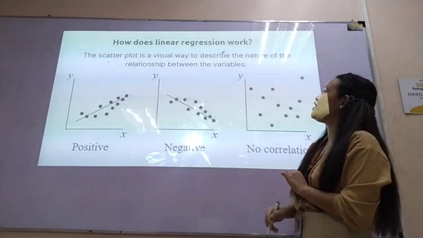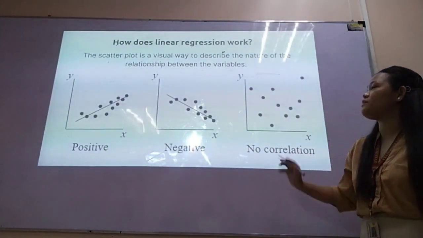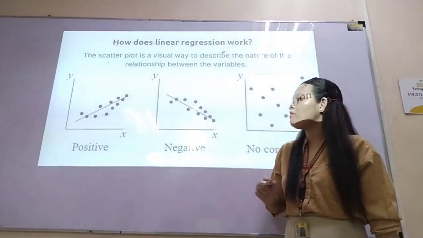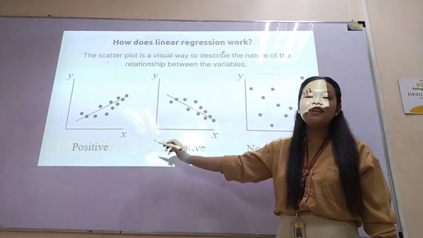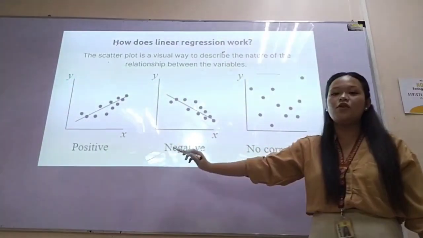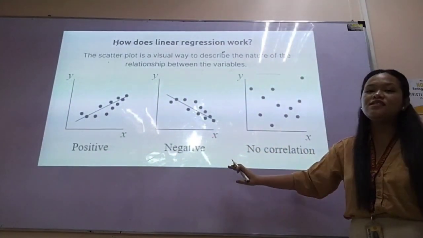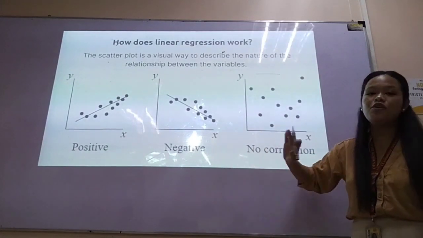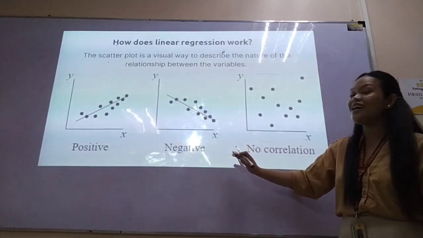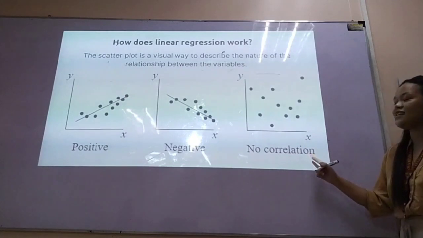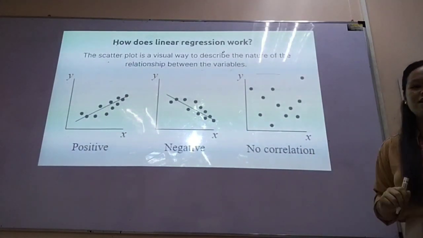It is a visual way to describe the nature of the relationship between variables. If our slope goes upward, it means that it has a positive relationship or positive correlation. If it goes downwards, then it means negative correlation or negative relationship. And if it looks like this, it means that it has no correlation at all.